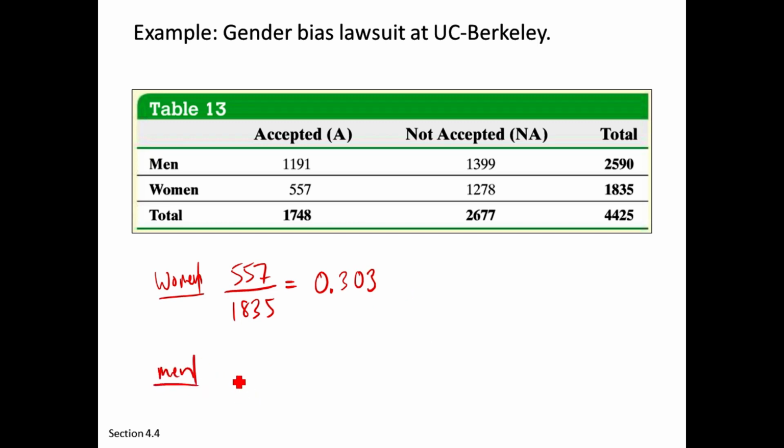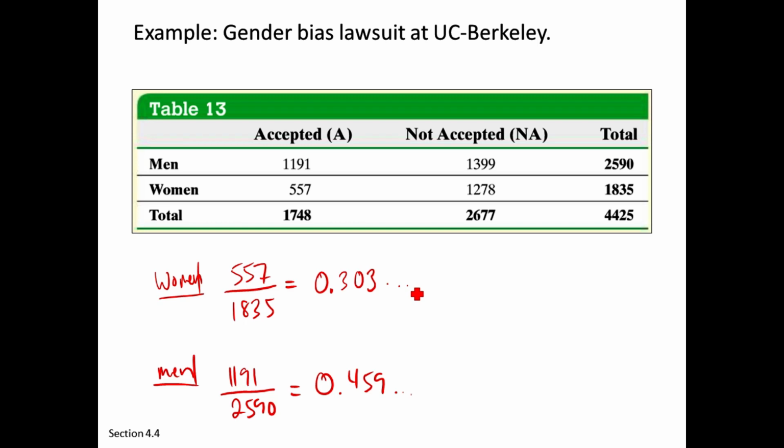And then if you look at men, 1,191 out of 2,590 were accepted. And what does that admittance rate look like? About 46%. It's 0.45. So what does it look like? Does it seem like they might have a case here? Maybe? Too far off? If you're admitting 30%, you're only admitting 30% of women, but you're admitting 46% of men. Does that look suspicious? It's only 16%. Yeah, it's not too far off.